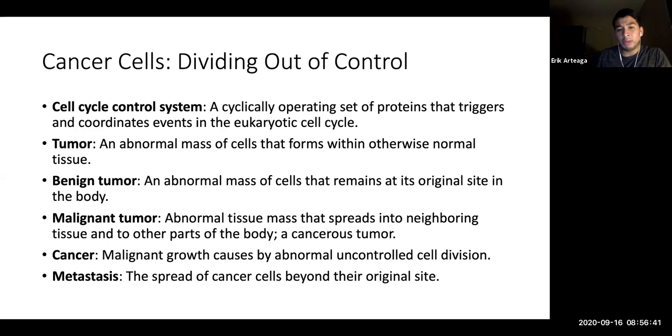So a tumor is an abnormal mass of cells that forms within otherwise normal tissue. A benign tumor is an abnormal mass of cells that remains at its original site in the body. So this has not moved or metastasized into other areas, okay? Metastasize just means that it's moved out to another part of the body. A malignant tumor is an abnormal tissue mass that spreads into neighboring tissue and to other parts of the body, a cancerous tumor, okay? Cancer is a malignant growth caused by abnormal, uncontrolled cell division, and then metastasis is the spread of cancer cells beyond their original site.